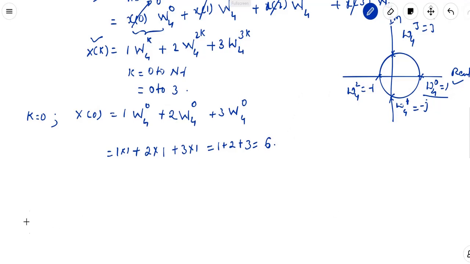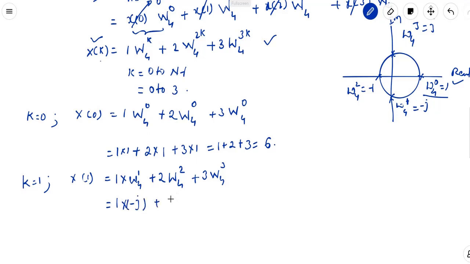Okay, so the next value I'm going to take is k is equal to 1. So x of 1 is equal to, in the same equation I'm going to substitute, 1 into omega 4 of 1 plus 2 into omega 4 of 2 into 1, that is 2, plus 3 into omega 4 of 3, because 3 into 1 is 3. Next we are going to substitute the values of twiddle factors. From the figure, omega 4 of 1 is how much? It is minus j.